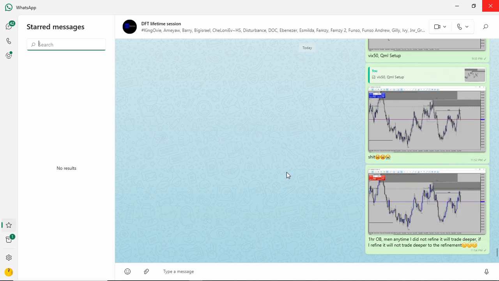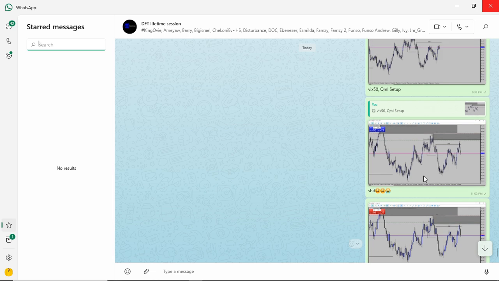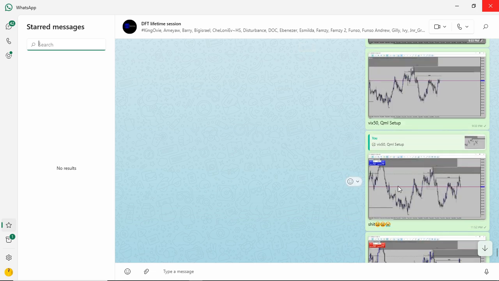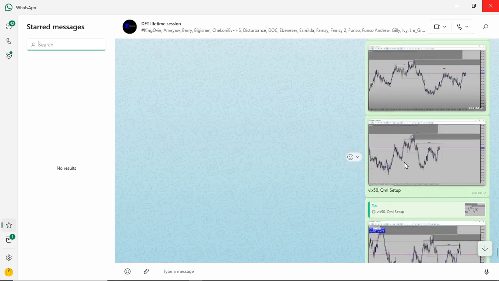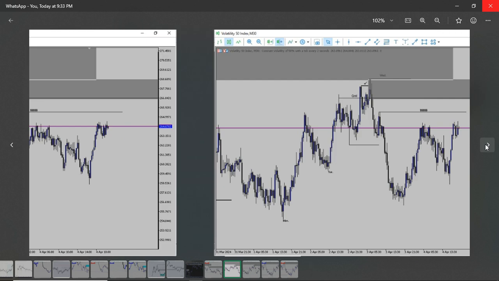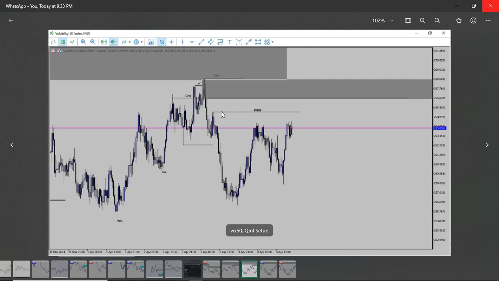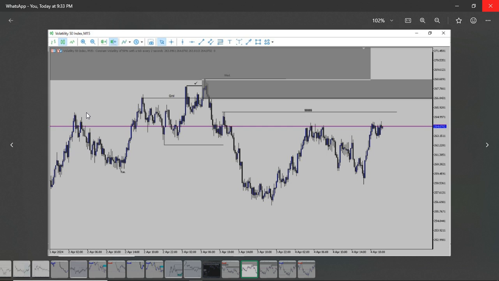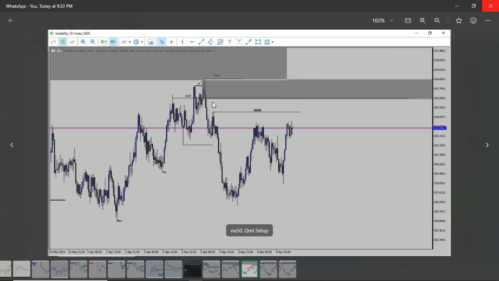I shared the live setup with my friends on a group. So that was VIX50 right here. I shared that we had the camera setup right there, and this right here was the 15 minutes, and this right here was on the 30 minutes. And you can see my markings right here, Monday, Tuesday, and Wednesday.